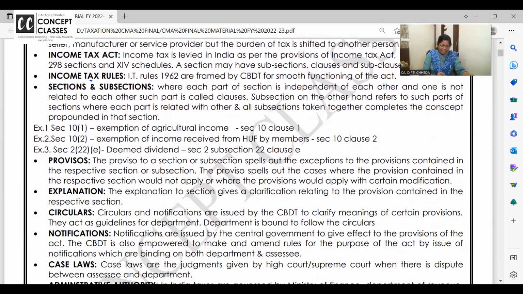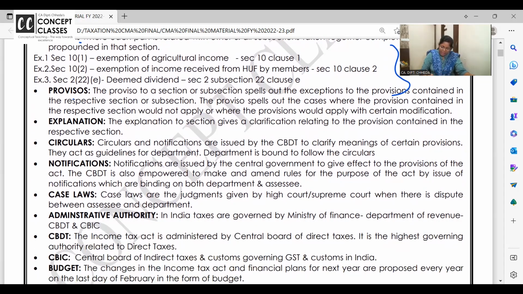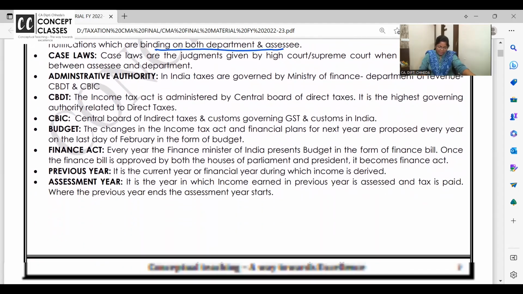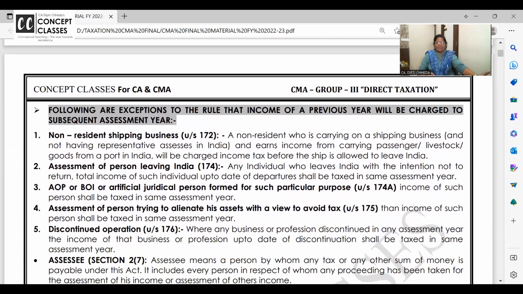So what do you mean by section, subsection, rules? I have given the example here. These are self-explanatory. Provisos are exceptions to the rule. If they say if your turnover exceeds 1 crore, maintain the books, so exceptions to the rules are all given. Circulars: they keep asking about these repeatedly in MCQs. Circulars are binding on the department. Notifications are binding on the department and the assessee both. How the budget comes, I think this is very basic, but this is there in the final also.